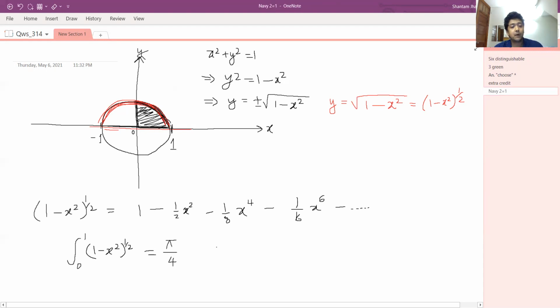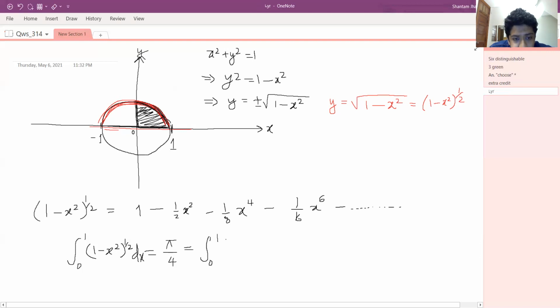All right? But he also found a way to represent what's inside here. Let me integrate this with respect to x, by the way. When I do this integral now, it's going to be pi over 4. Awesome. But he also found another way to express the integrand here, which is 1 minus x squared to the half, which is this infinite series expansion. And because he could equate these two sides, he also integrated those two sides.